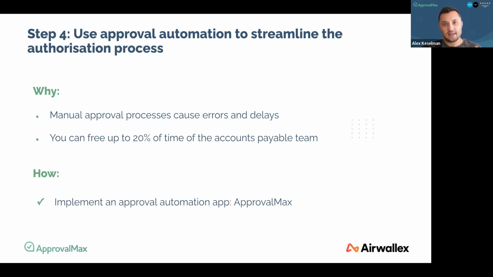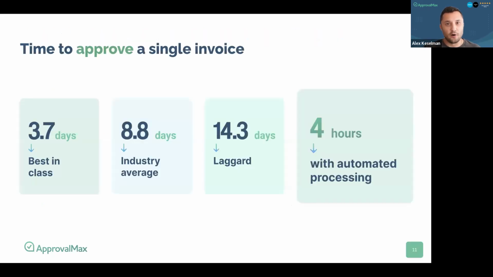We've actually gathered some statistics from our customers and our partners, and we've seen that before they start using automation tools, typically the industry average was about 9 days to approve a single invoice. Imagine if you need to go to the grocery store and buy some bread, and you would need to stay in line for 9 days. That's exactly what happens in the B2B world if they're not using any automation tools.